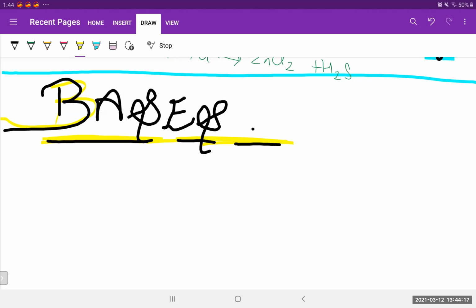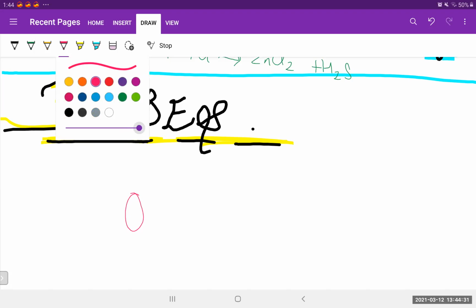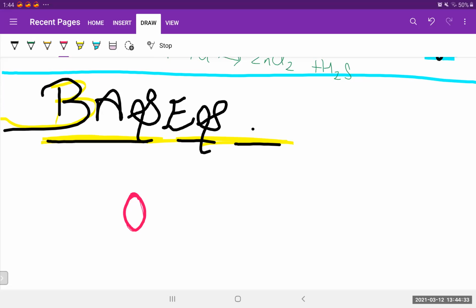So now we are starting with bases. Let's start. So what are bases? Bases are actually either a metallic oxide or a metallic hydroxide. Oxide is what? It is having oxygen. Hydroxide is what? It is having oxygen, and it is having OH, that is of hydroxide.